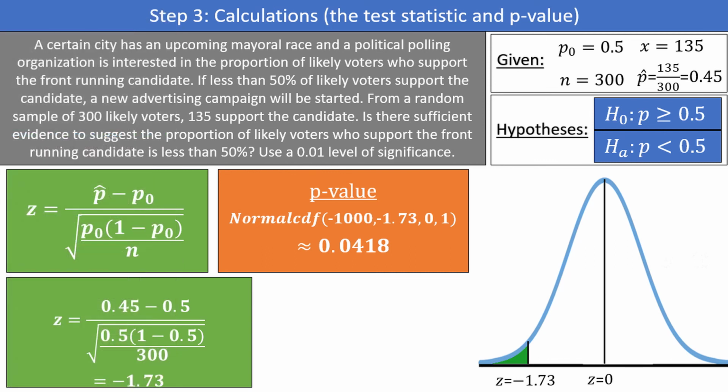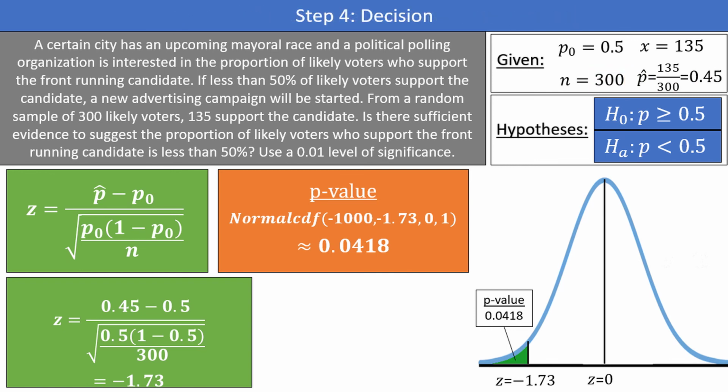I generally like to round p-values to 4 decimal places. This is the area in the left tail of the distribution, and is the probability of sampling a sample proportion of 0.45 or less from a sample size of 300, assuming that the null hypothesis is true.